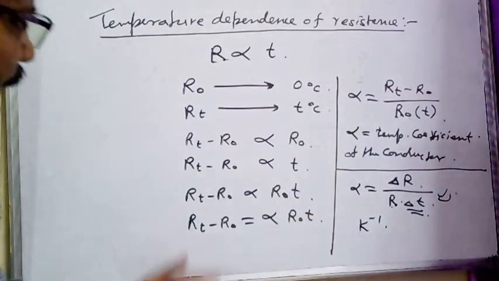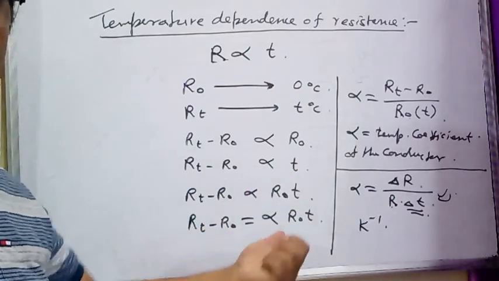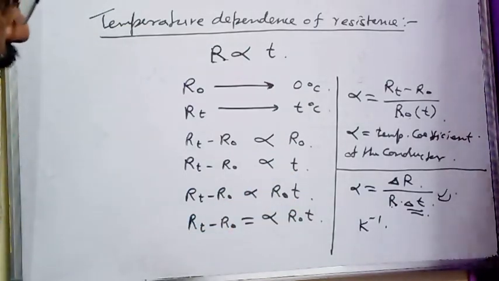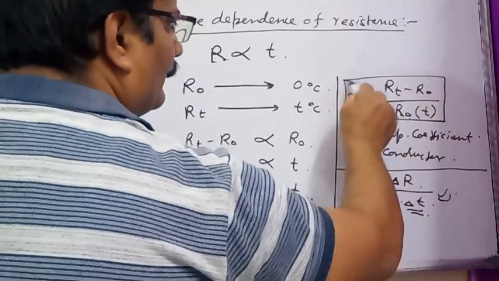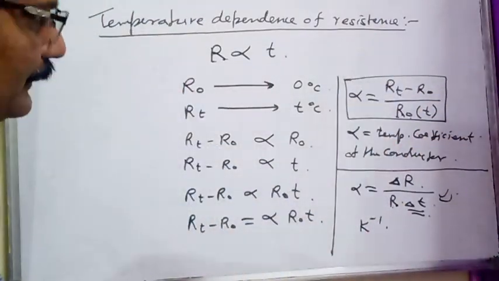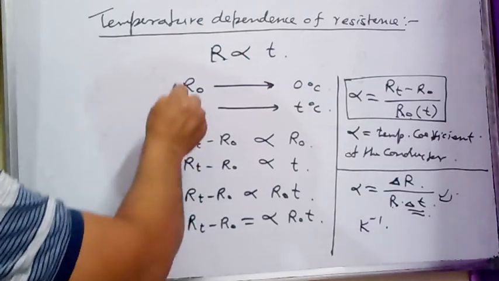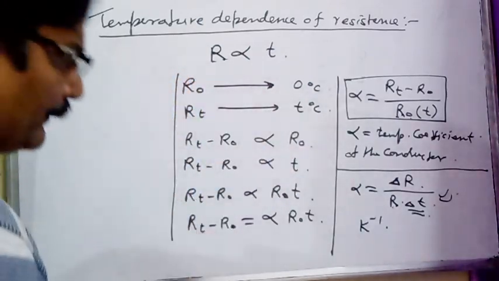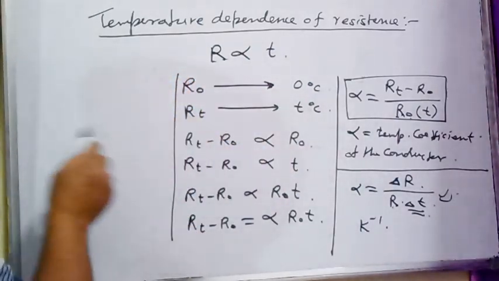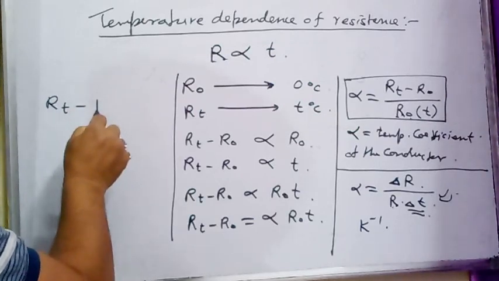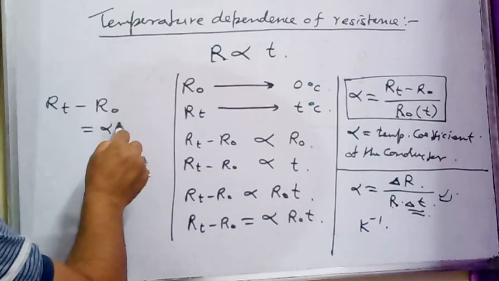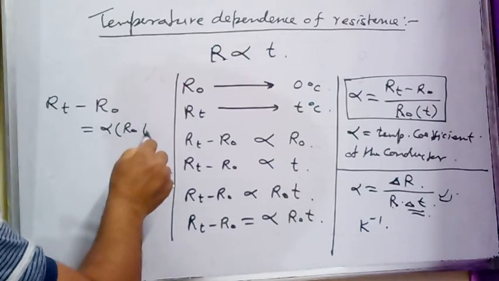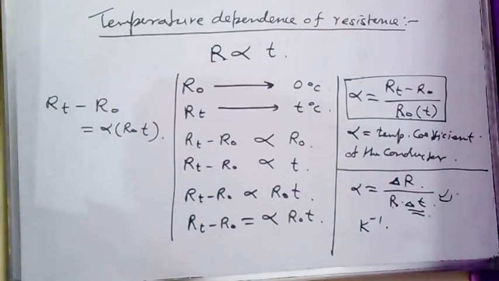So in this way resistance of a conductor increases with rise in temperature. So this would be the formula to calculate increase in the resistance of a conductor. If you solve this, what can be the value of final resistance? If we solve this relation, we can write RT minus R naught is equal to alpha into R naught T.